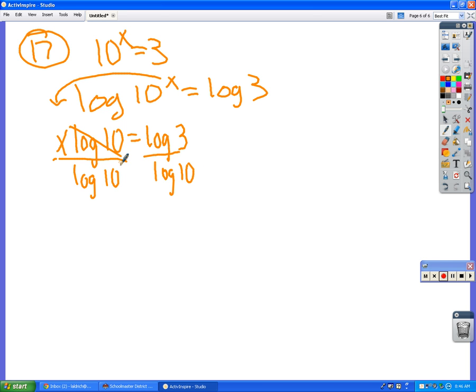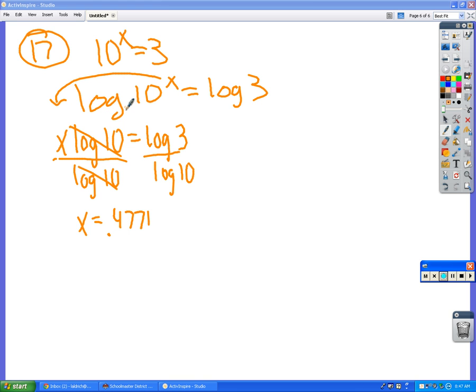Works for me. What'd you get? 0.4771. Okay, if you feel uncomfortable with your answer, you can check it on your calculator. Go 10 to the 0.4771 and see if you get 3. Yeah, I got 2.99. I just log both sides and cancel out the log and then log 10. So Elliot says, you did what? I just log both sides and then cancel the log and then log 10.